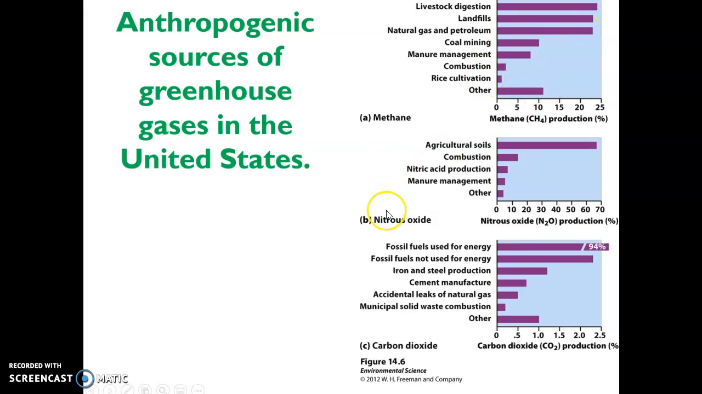Second one here is nitrous oxide. You can see the vast percentage, about 70%, comes from agricultural soils. And carbon dioxide, this graph, let me point this out, it's a little tricky to see. We do have fossil fuels not used for energy and some iron and steel production and things like that. Those are all less than 2.5%. But fossil fuels used for energy actually releases about 94% of the carbon dioxide that is released by humans into the atmosphere. So if this bar didn't have a gap in it, that 94% would stretch across the room from here.